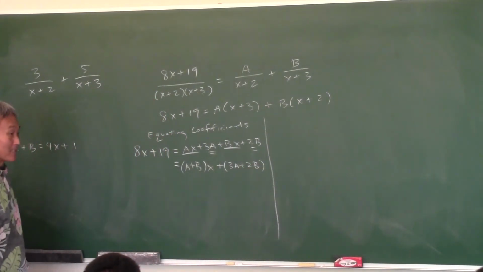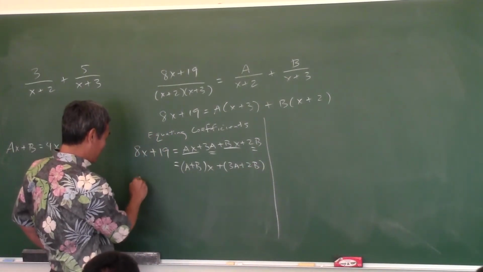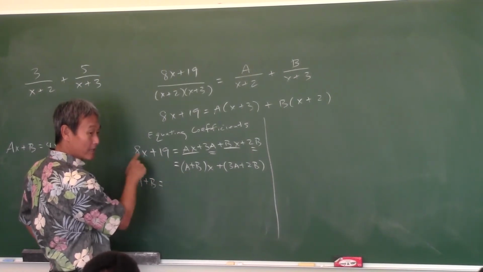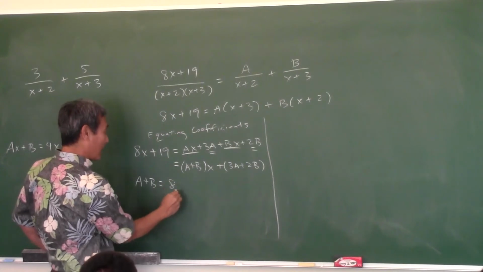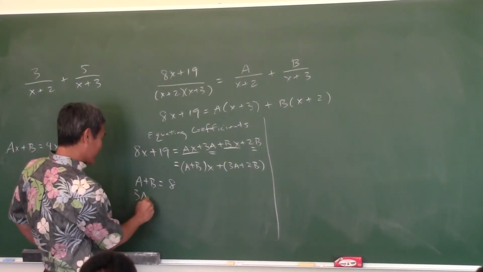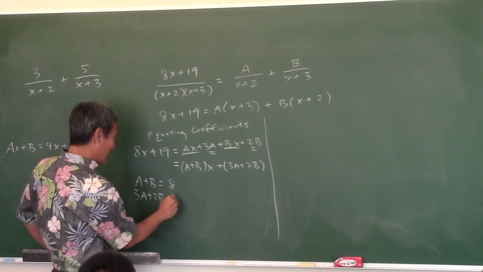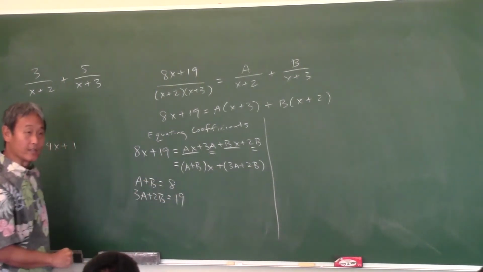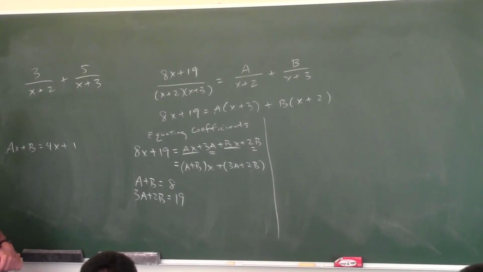So by using common sense, a plus b has got to equal 8. The coefficient of x on the right has got to equal the coefficient of x on the left. And then the constant on the right, which is 3a plus 2b, has got to equal the constant on the left. This is called equating the coefficients. And then you have two equations, two variables, and you solve it.